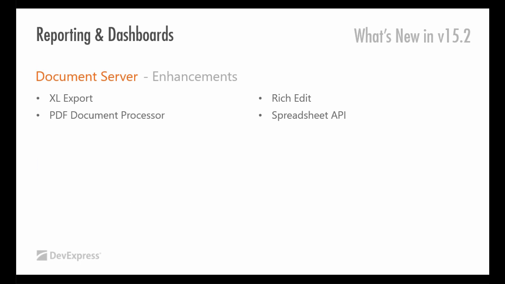Of course, reporting doesn't just mean the WYSIWYG or visual designers and displays that you're used to, because under the reporting banner, we've also got the document server, which is a non-UI based library allowing you to work with file formats such as Excel spreadsheets, so XLS, XLSX, the PDF document processor, so you can create PDFs, manipulate PDFs without having to use the viewer. We've got the Rich Edit API, so access to the likes of Microsoft Word documents or RTF files, and of course the Spreadsheet API. So while these are all a non-UI based framework, there's been a lot of changes in the background that we'll talk about.